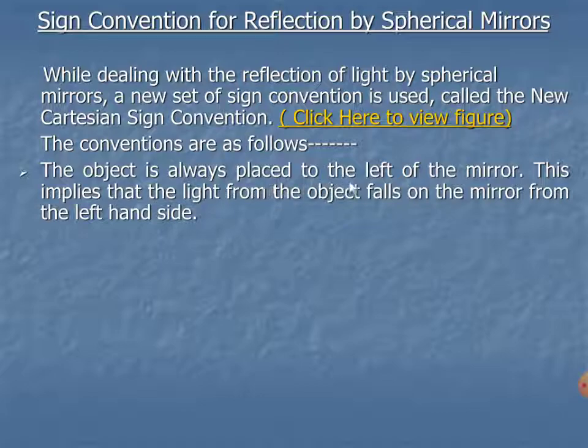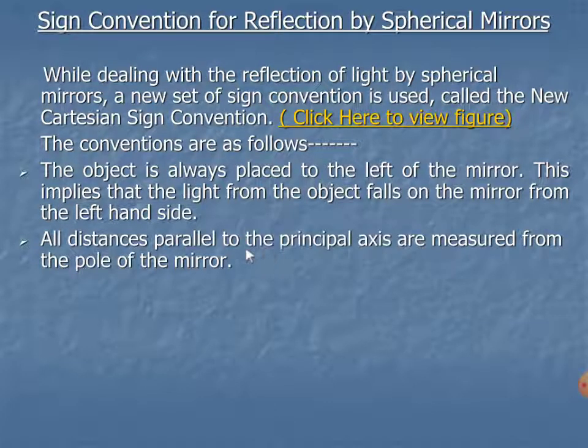The object is always placed at the left of the mirror. In the case of lens, it will be the lens. Okay, we will not do it again in the case of lens. This will be also for the lens. So the object is always placed on the left of the mirror or lens. This implies that the light from the object falls on the mirror from left to right hand side.